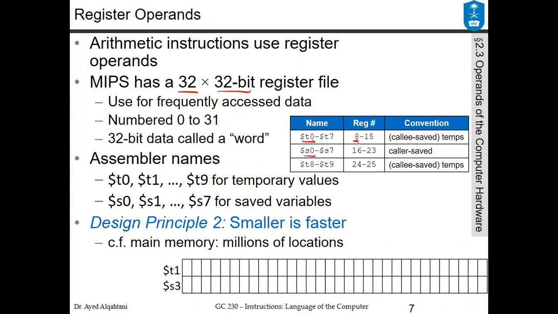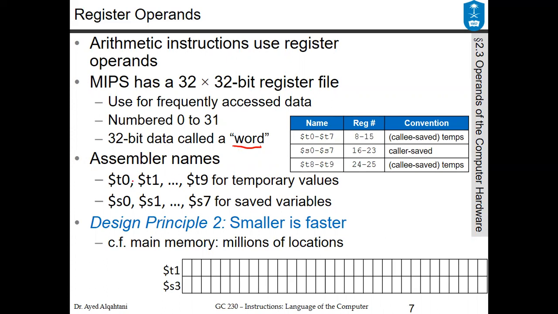You can access the register using its number, but sometimes it's difficult to remember which one is which register. So we use the name in the assembly code. The 32-bit data is called a word. From now on, any 32-bit data, we will call it a word. This means 16-bit would be a half word, and 8-bit, we know that this is a byte.